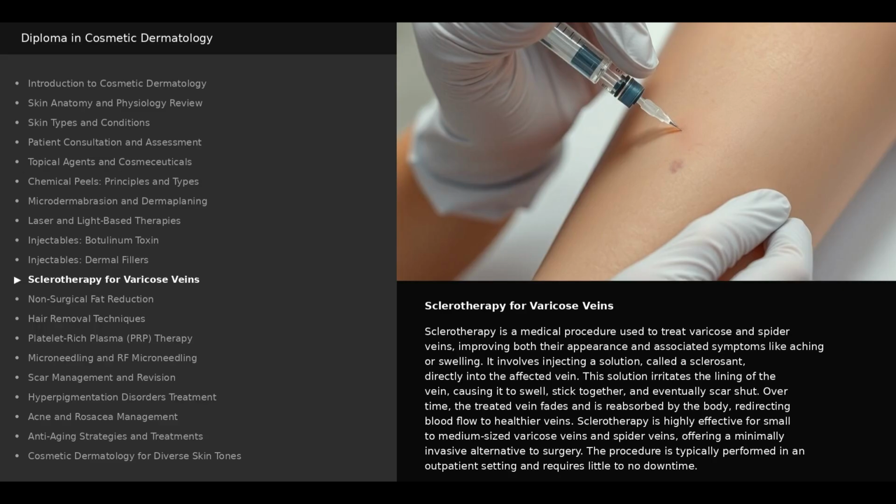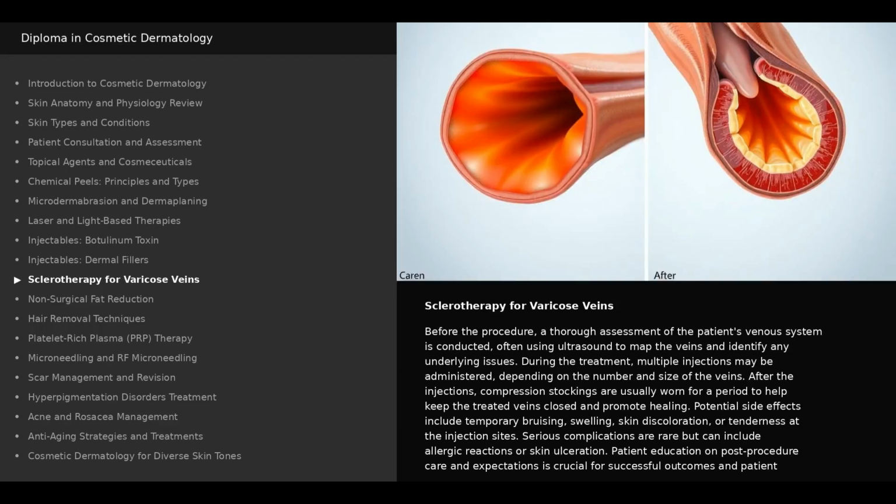Sclerotherapy is highly effective for small to medium-sized varicose veins and spider veins, offering a minimally invasive alternative to surgery. The procedure is typically performed in an outpatient setting and requires little to no downtime. Before the procedure, a thorough assessment of the patient's venous system is conducted, often using ultrasound to map the veins and identify any underlying issues. During the treatment, multiple injections may be administered, depending on the number and size of the veins.